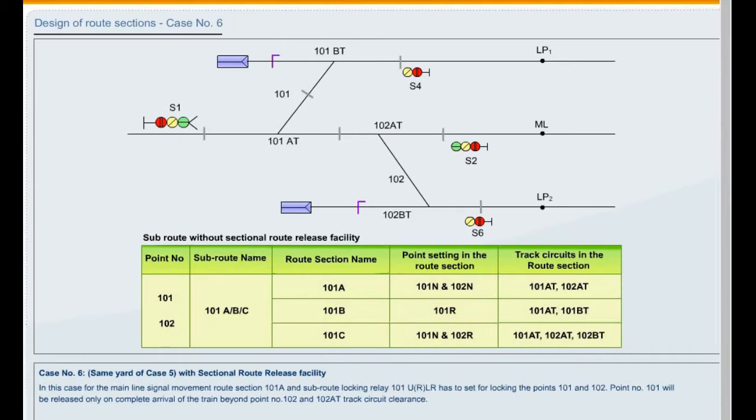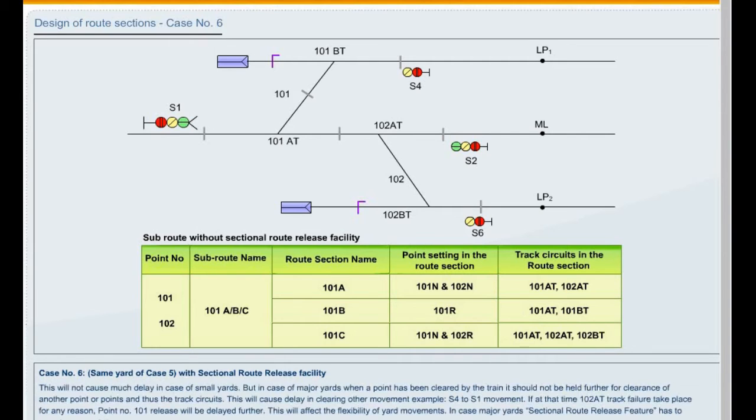Point number 102 will be released only on complete arrival of the train beyond point number 102 and 102 AT track circuit clearance. This will not cause much delay in case of small yards, but in case of major yards, when a point has been cleared by the train, it should not be held further for clearance of another point or points and thus the track circuits.